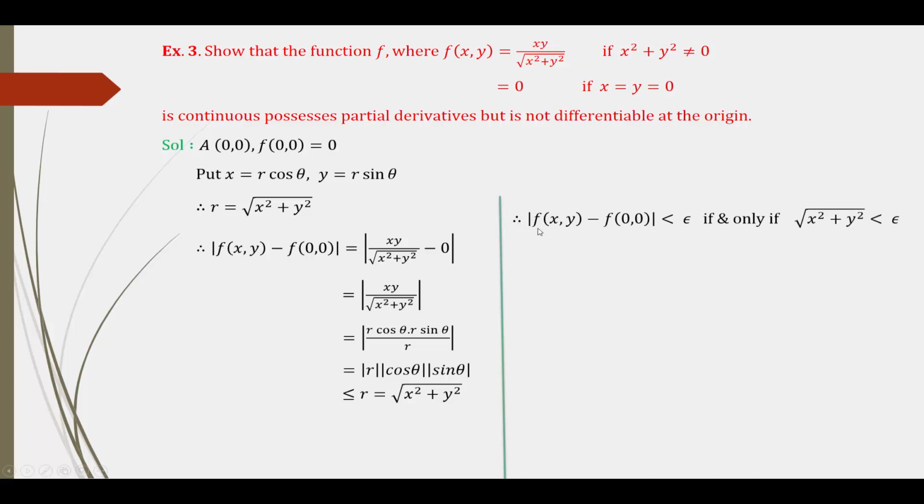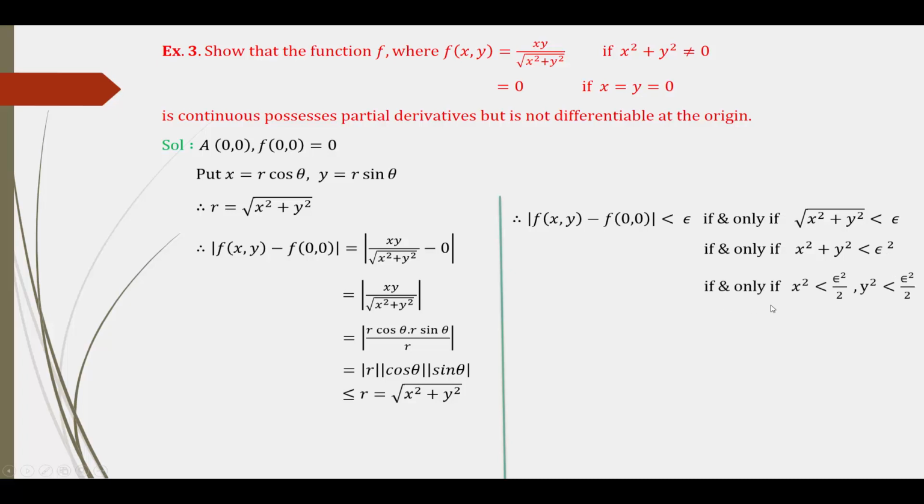Now, therefore, the modulus of f(x,y) minus f(0,0) should be less than epsilon. To show that this modulus is less than epsilon, this is possible if and only if the square root of x square plus y square is less than epsilon. That means if and only if x square plus y square is less than epsilon square, squaring both sides.